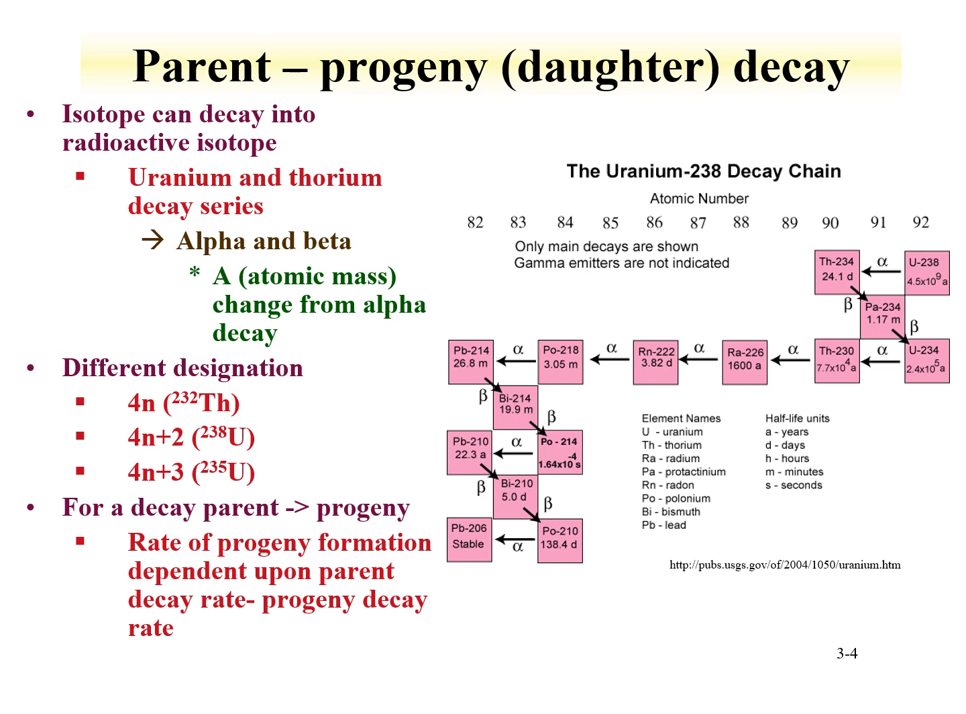So for any system like this, for a parent-progeny decay, the rate of progeny formation is dependent upon the parent decay rate minus the progeny decay rate. And it's this relationship that we're going to really exploit to help understand the equations and how we can address the relationships between parent and progeny decays.